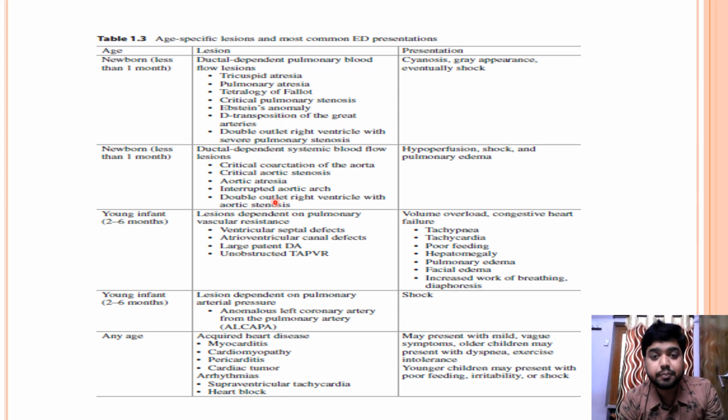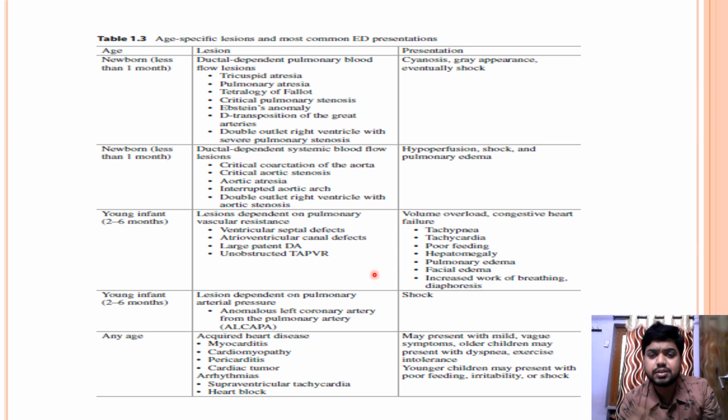So what are duct dependent systemic blood flow lesions? Aortic atresia, interrupted aortic arch, double outlet right ventricle with aortic stenosis, critical aortic stenosis. These all present with hypoperfusion, shock. See, duct dependent pulmonary flow lesions always present as cyanosis because there is no oxygen in lungs, whereas duct dependent systemic blood flow lesions present as hypoperfusion, shock, because there is no blood flow coming to the aorta. Then young infants, they are VSD, ASD, PDA.